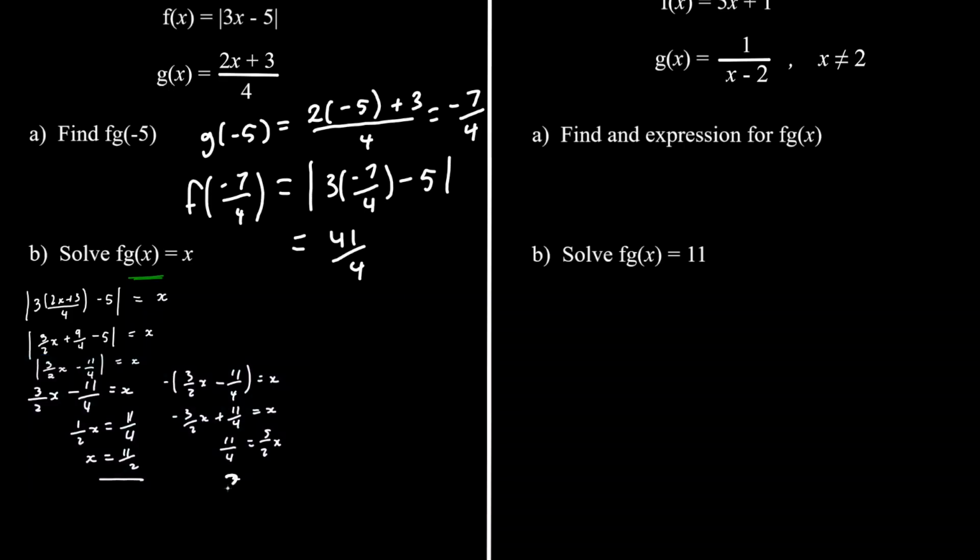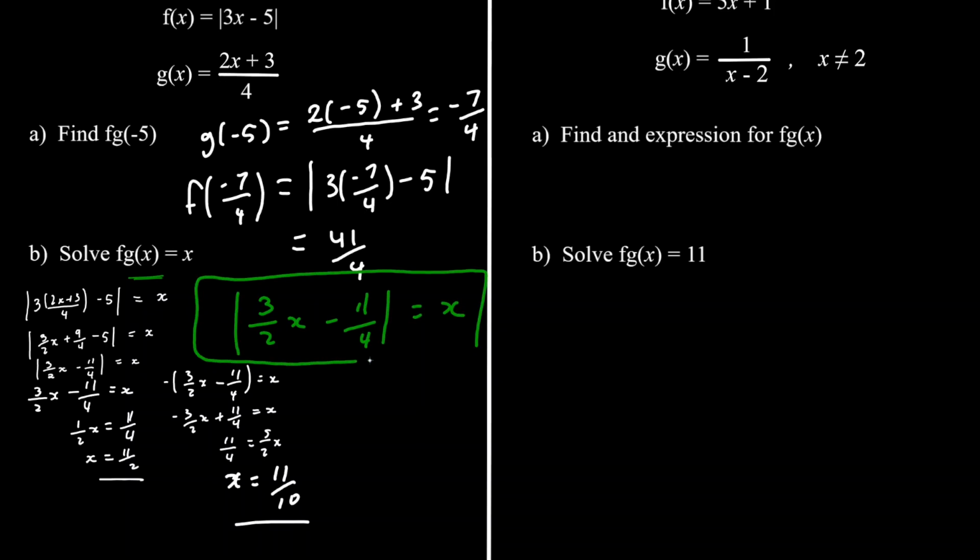So we have two answers. So we've got 11 over 2 and 11/10. Do they both work for the question? So let's look at our modulus one again, which was 3 over 2 x minus 11 over 4 equals x. And check they both work.